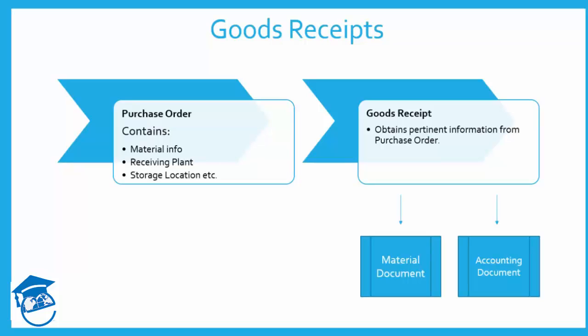Your movement type is going to determine whether your goods are going to wind up as blocked stock, whether your goods receipts are going to wind up as quality assurance stock, or whether they're going to be unrestricted and readily or immediately available for sale.